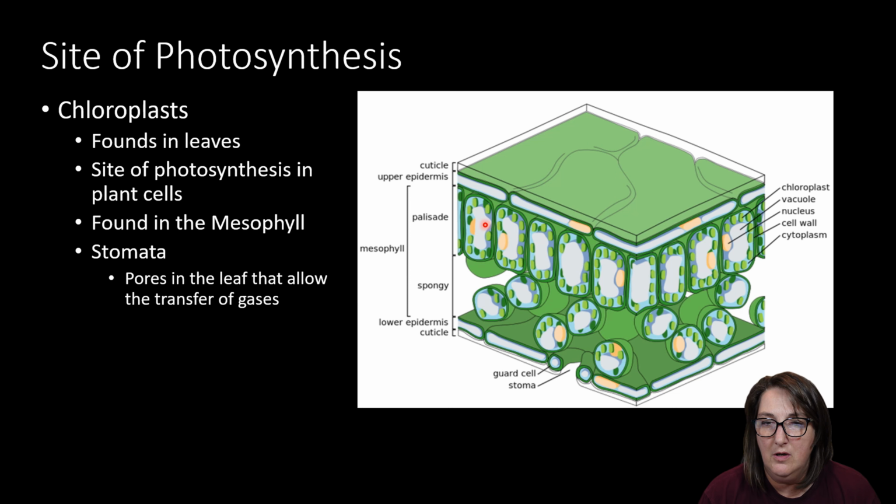You also have what are called stomata, and stomata are the holes or the openings in the bottom of the leaf that allow a transfer of gases. So carbon dioxide can come in, oxygen can leave, water can go in. So this is the area here where I can have a transfer of gas.